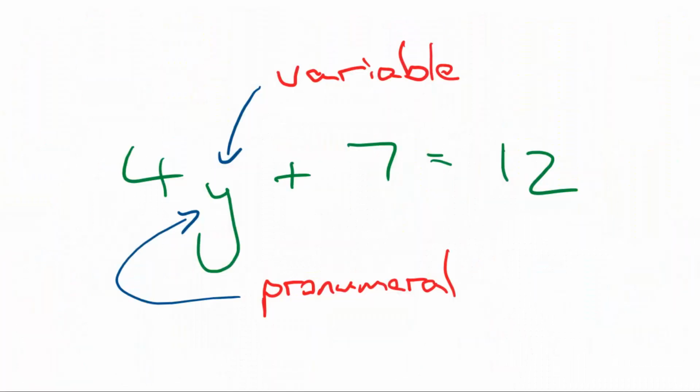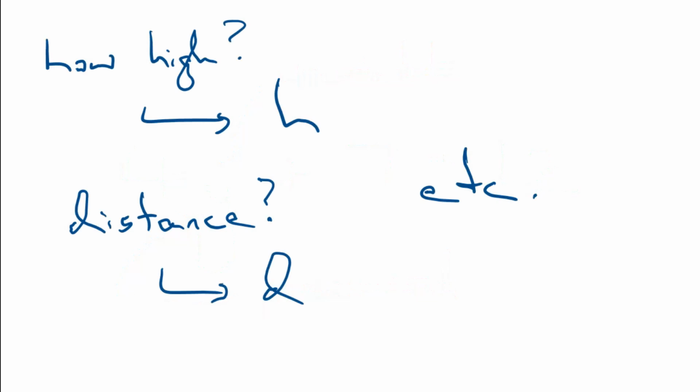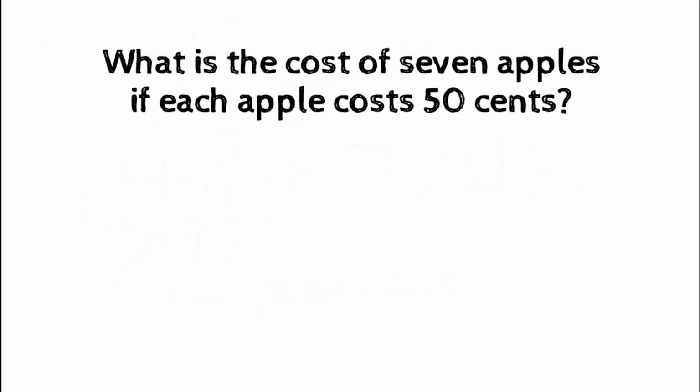These letters are called variables or pronumerals. In a problem, the pronumeral often stands for the unknown thing that we're trying to find. The letters X and Y are very commonly used, but it doesn't have to be those. It can be any letter that makes sense in the given situation. Like if you were talking about height, you might want to use the letter H, or for distance you might use D.